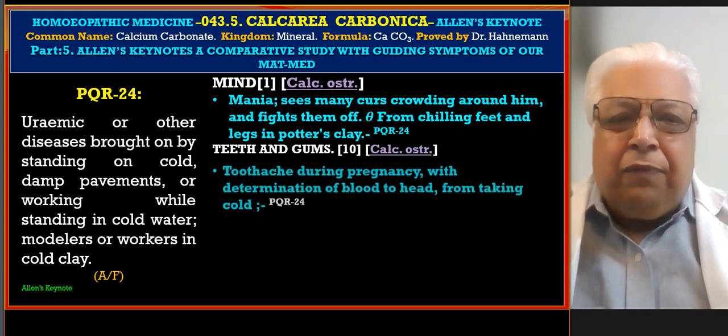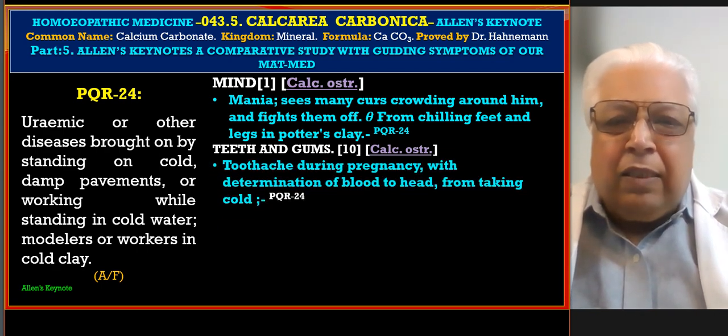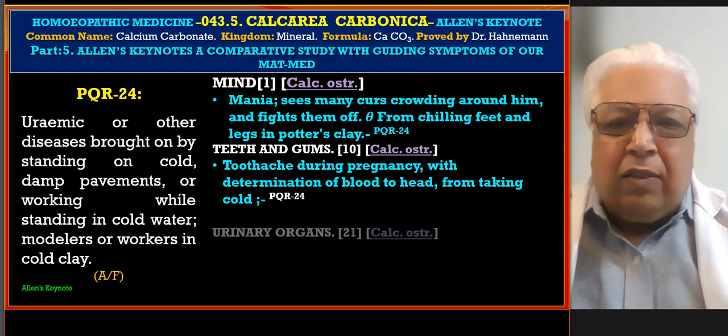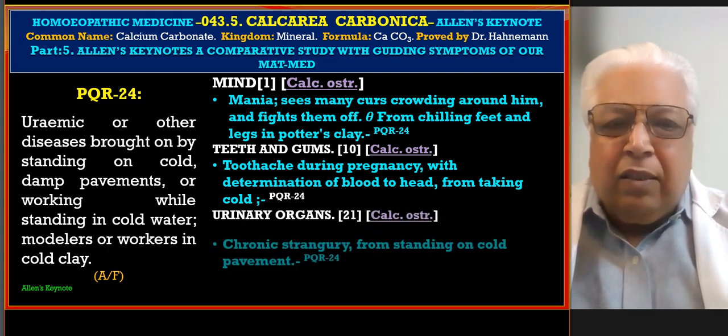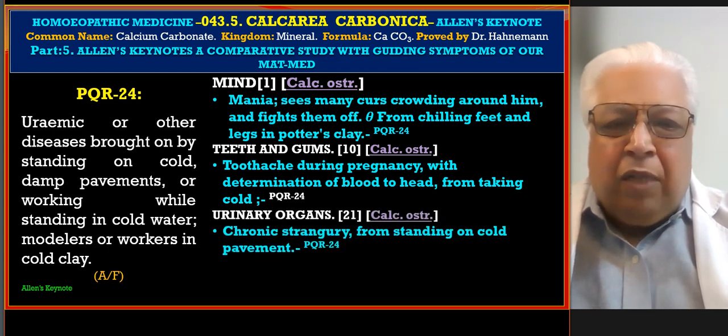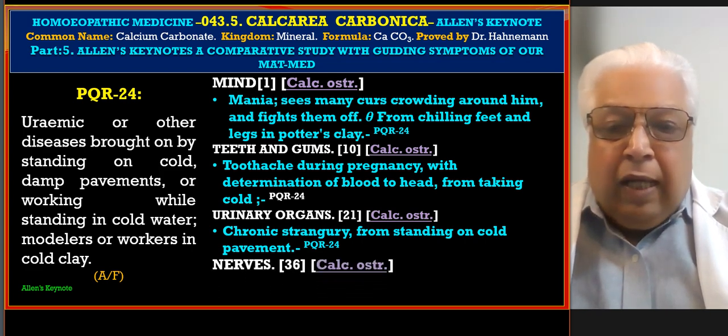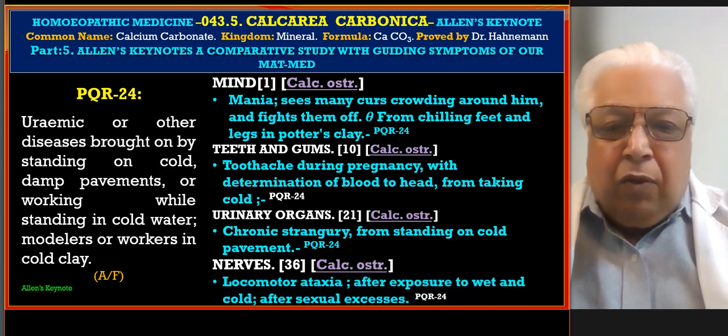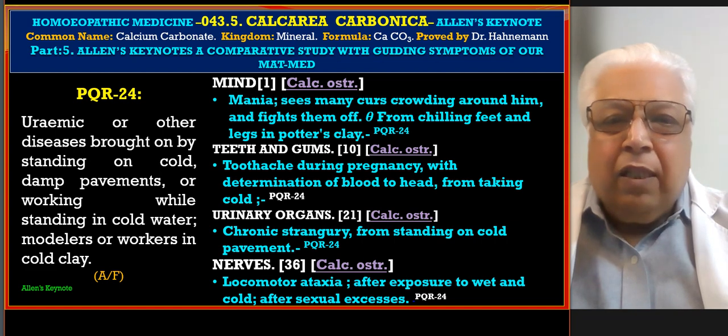Teeth and gums, we find chapter 10, toothache during pregnancy with determination of blood to head from taking cold. This is the exciting cause. Urinary organs, chapter 21, chronic strangury from standing on cold pavement, causation specific, second grade representation. And nerves, chapter 36, we have locomotor ataxia after exposure to wet and cold, after sexual excess. This is also a causation specific representing symptom. Second grade representation is present here.